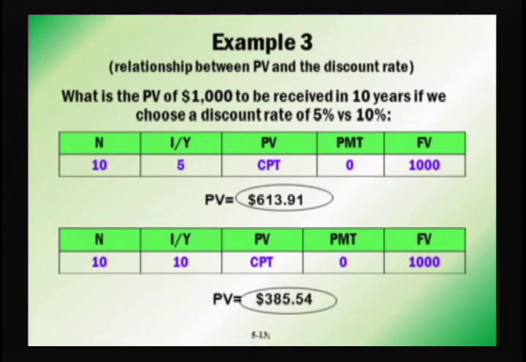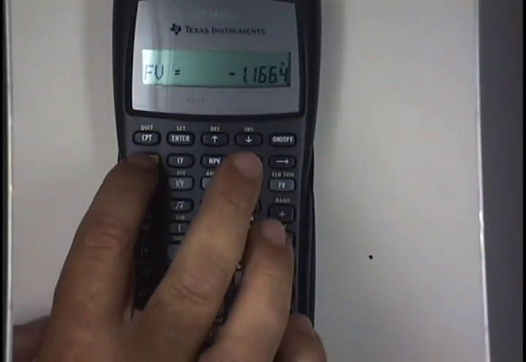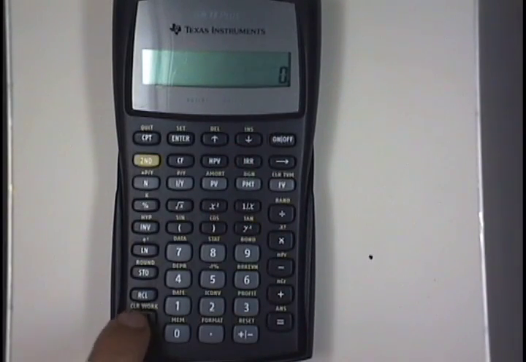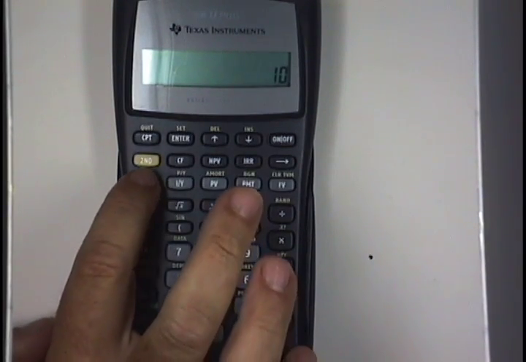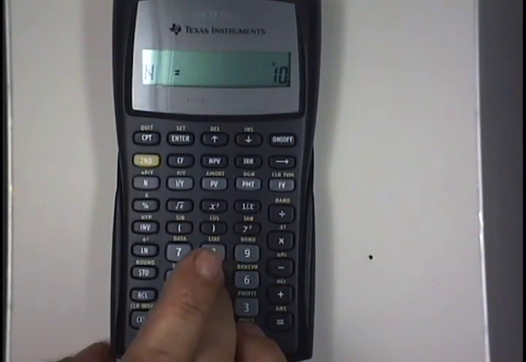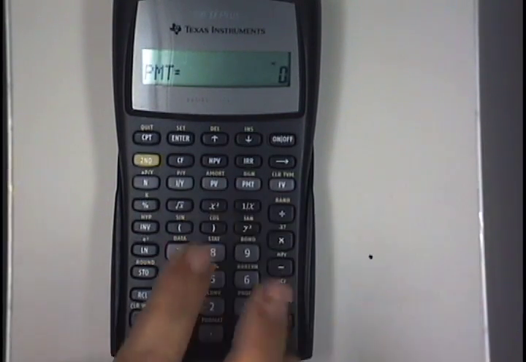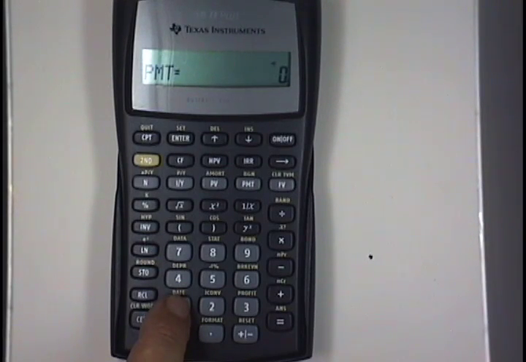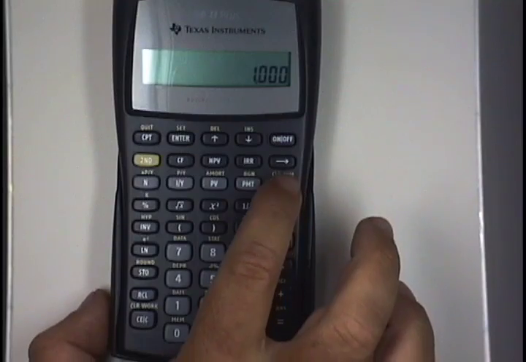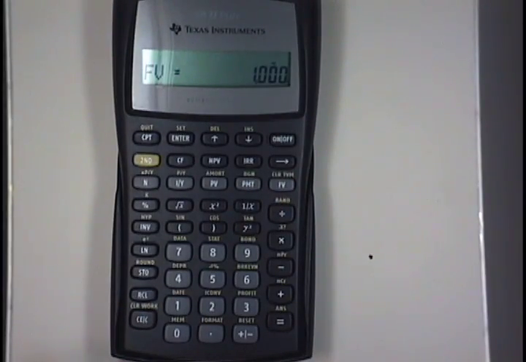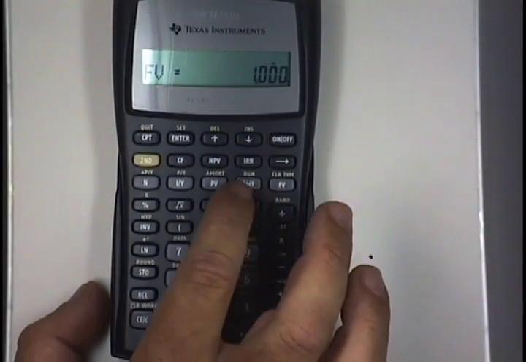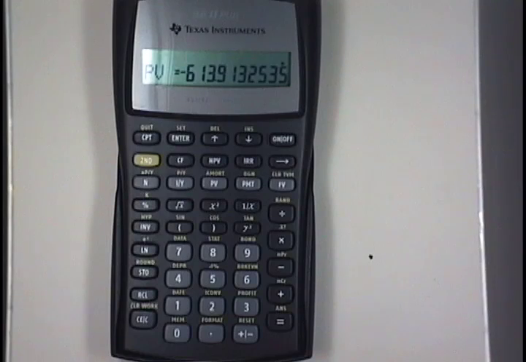So let's take a look at the calculator again. Second, clear time value of money, and clear that last number off. So I have 10 years, that'd be 10 periods, an interest rate of 5. We'll put our payment in as 0, a future value that will be coming to me of $1,000. So we'll leave that positive because that's a cash inflow. I compute my present value, and I have $613.91.